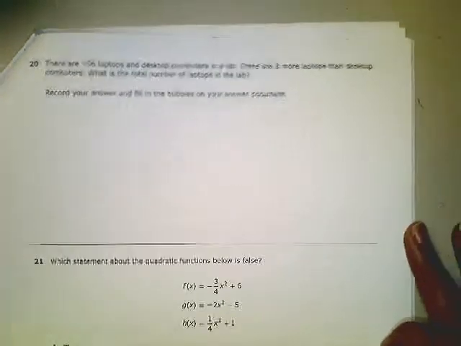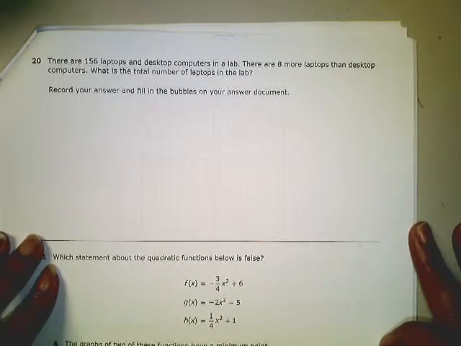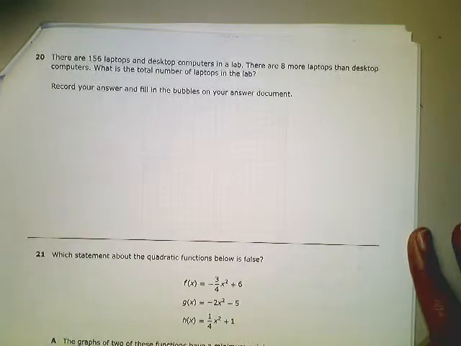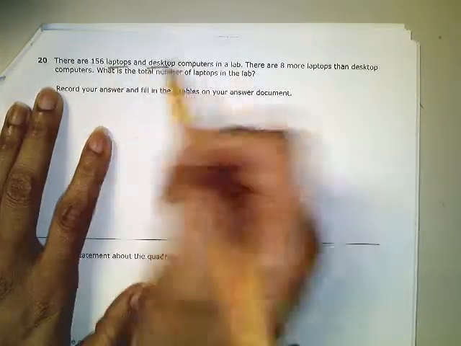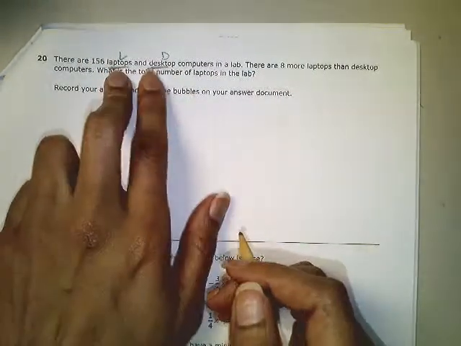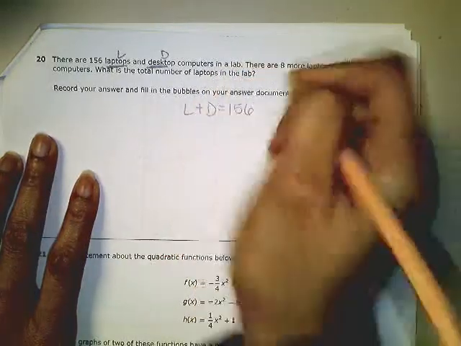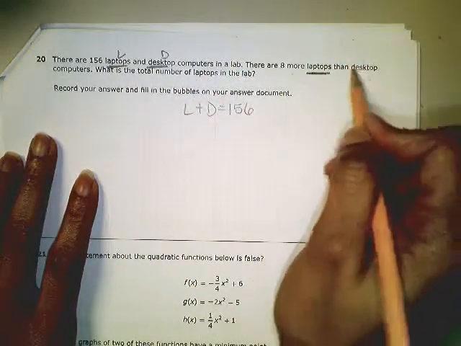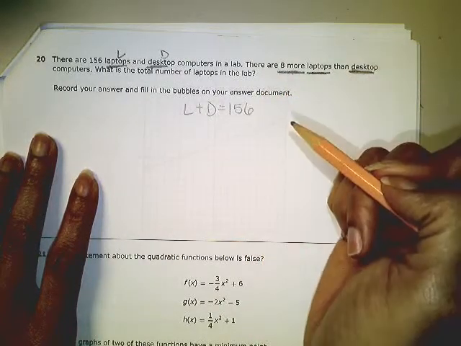Last page for this video, number 20. There are 156 laptops and desktop computers in a lab. As soon as I see they're talking about two different things, that can be L, this can be D, I know this is probably going to be a system. So the total computers, L plus D, is 156. There are 8 more laptops than desktops. This is describing my second equation. Remember, for a system, we have 2 equations.